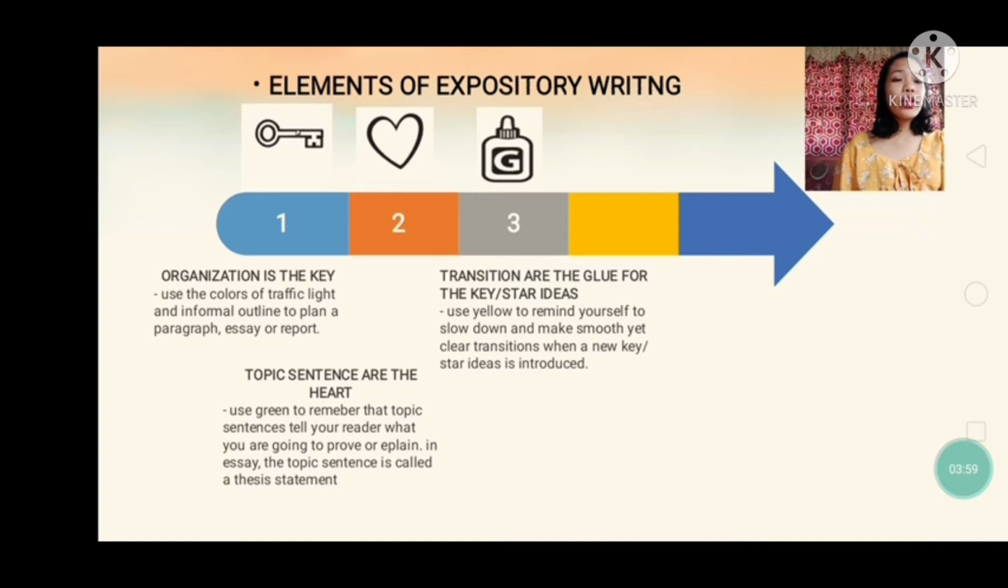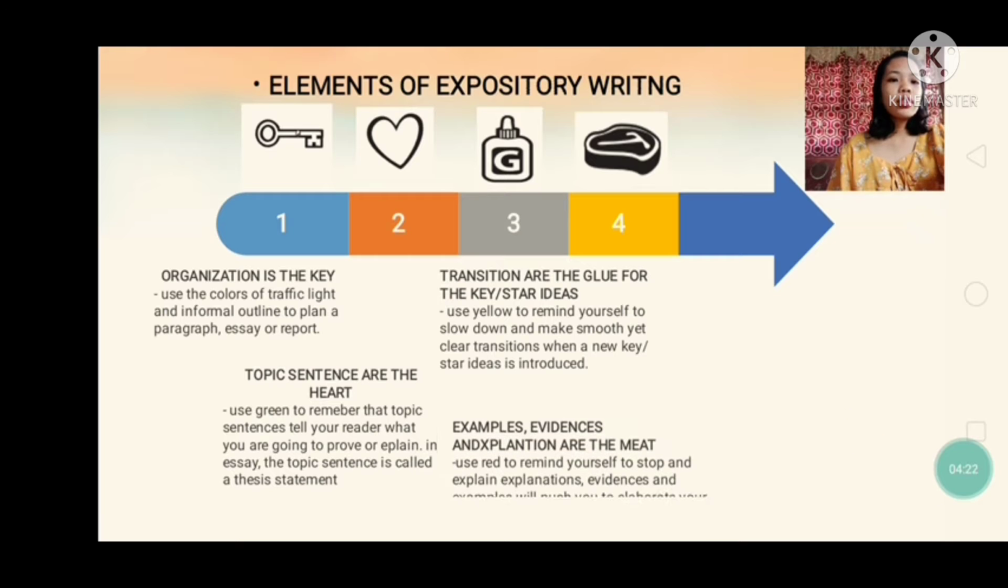Ano ba talaga yung pino-point out ng author na to? Hindi naman masyadong clear. So, you should use smooth and slow writing to have a clear transition when you are going to introduce new ideas.